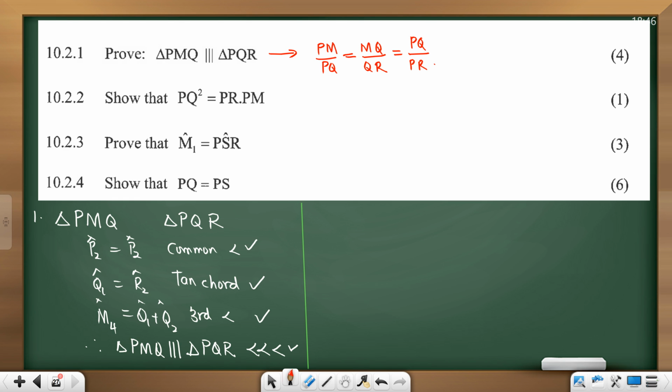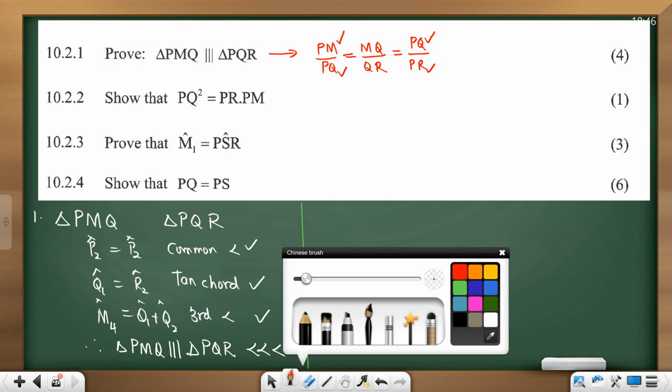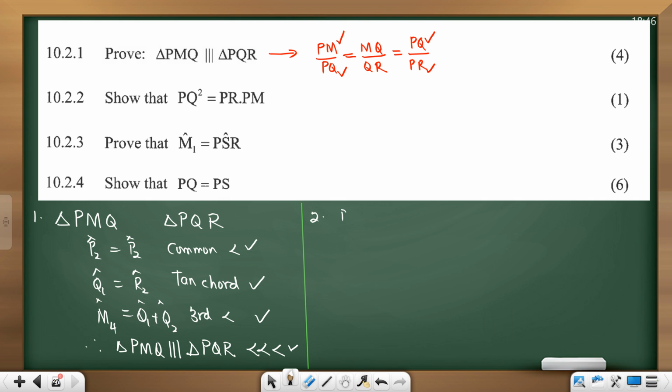The first thing is I'm going to check my ratio. I have PQ, PQ, PM, PR. Question is done. So, what would I say? PM over PQ equals PQ. What's your reason here? Similar triangles. Cross multiply. PQ squared equals PM and PR. We're done.